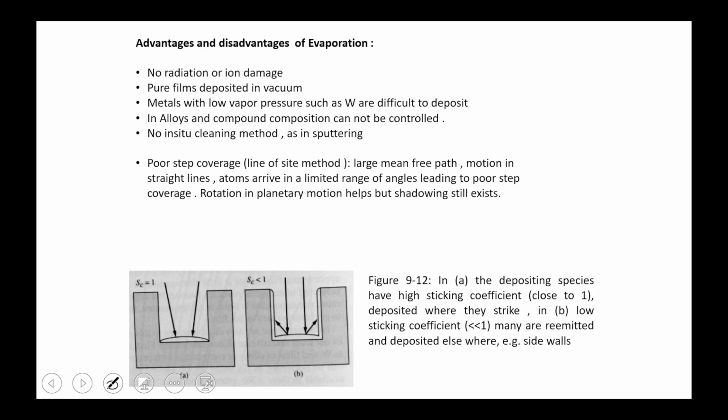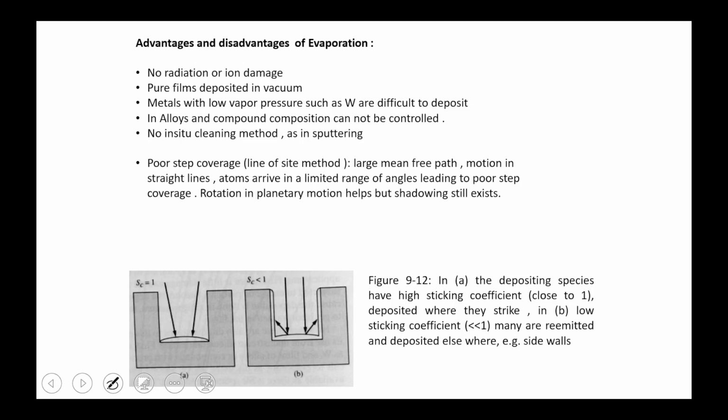Means if you want to deposit aluminium and copper parallelly, and you want that aluminium should be 80% and copper 20%, you cannot control that in this case. We can't control the alloy deposition rate.